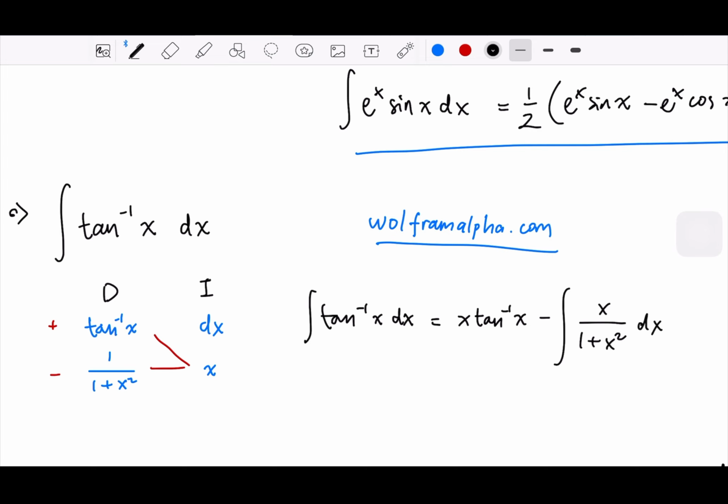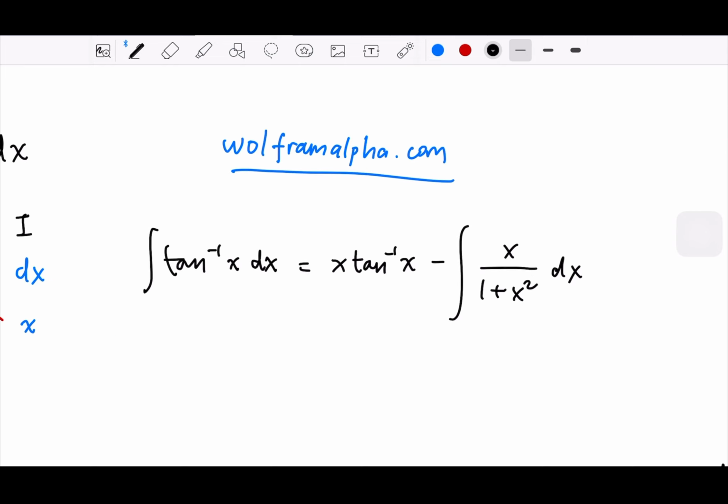What's this actually? We can solve by substitution, right? So take substitution. Sometimes integration by parts can be solved in combination with another method as well.